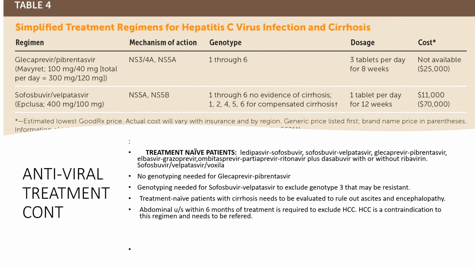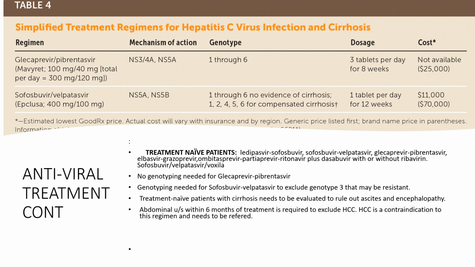The AASLD has a simplified treatment regimen for HCV infection without cirrhosis. We have two regimens. The first one is Mavyret, which is a combination of glecaprevir and pibrentasvir. It can basically treat genotypes 1 to 6. It is very expensive, it is $25,000. You take about 3 tablets a day and the treatment lasts for 8 weeks.